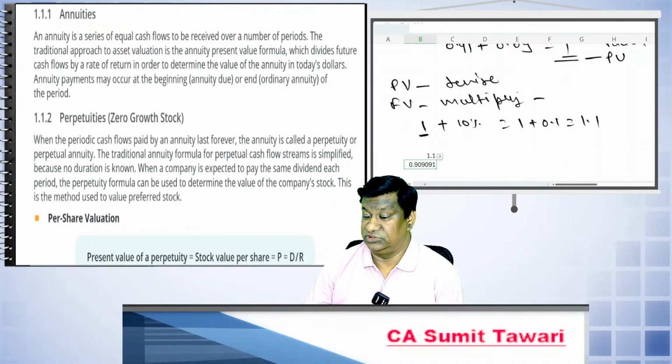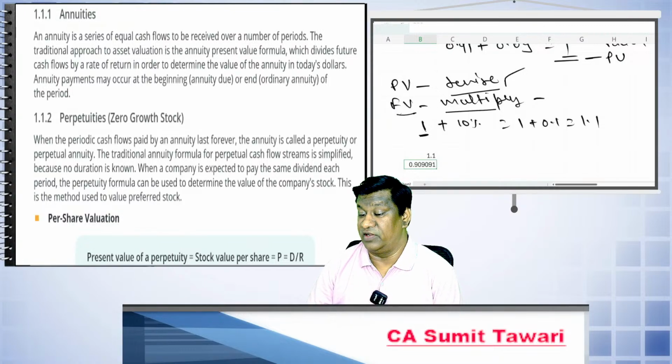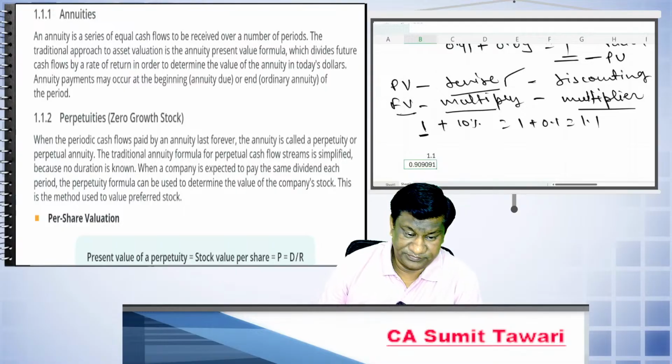Okay, so you just need to keep in mind, if you are going to calculate the present value, then you need to divide with the discounting factor, and if you calculate the future value, we will call it a multiplier. Okay, it means the same thing, the expected rate of return, but in case of a present value, it is discounting, and for future value, it is a multiplier. Clear?